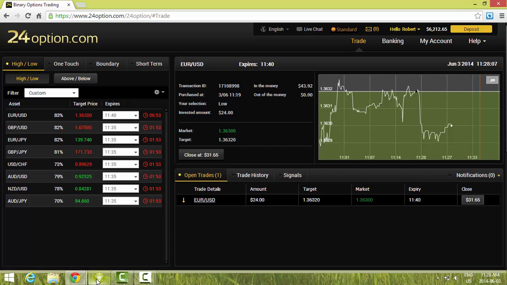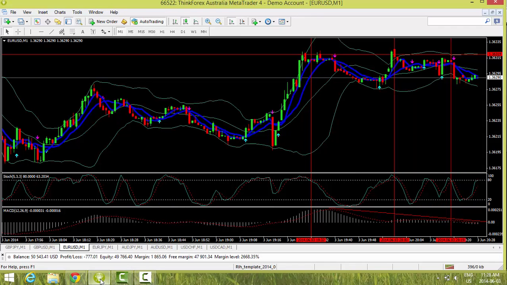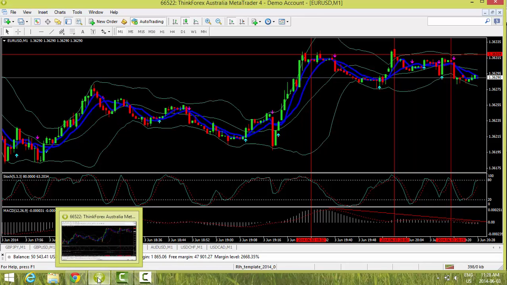So let's go back and look at the chart again. It's bouncing back a little bit. Currently stochastics are right at the top, so I would expect this to go down a little bit more. Go sideways until it closes.